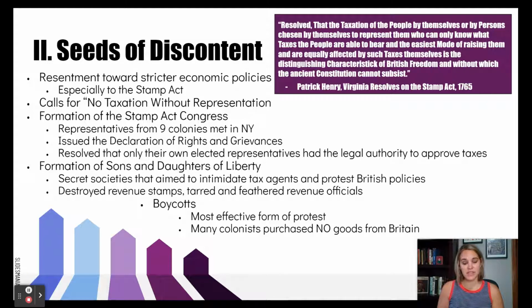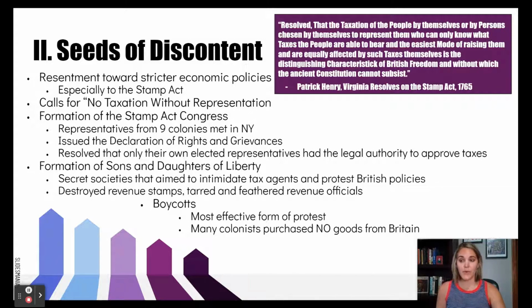Additionally, at this time, we start seeing the beginnings of protest groups. So the Sons and Daughters of Liberty are going to be two groups that develop, aiming to intimidate the tax agents who are supposed to be implementing these new policies. And they also are going to be protesting British policies. So sometimes those protests may turn violent, but the most effective form of protest was boycotts.